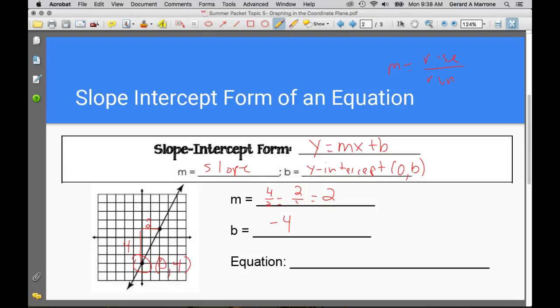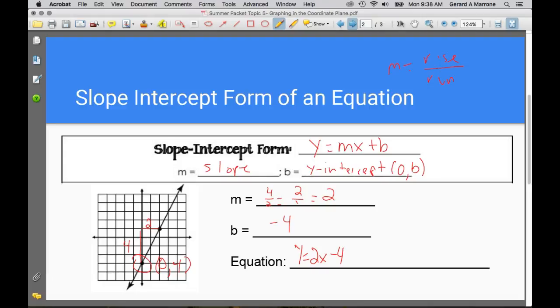Well, let me draw a negative in. This is negative. So to finish this up, we would just take our equation, y equals, and put in our slope of 2 for m, so 2x, and our y-intercept we said was -4. So this graph's equation is y equals 2x minus 4.